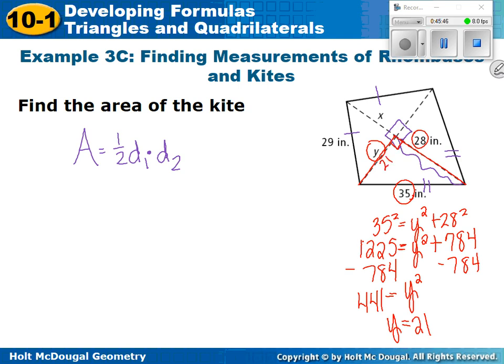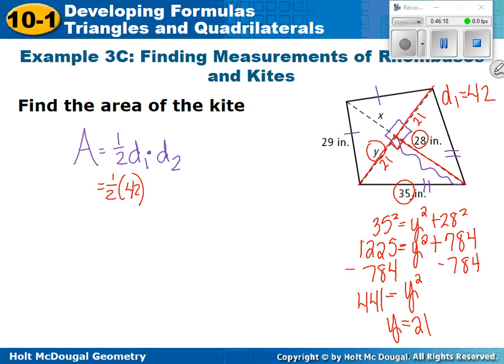Okay, here's the part you got to be careful about. In a rhombus, both diagonals are bisected. But in a kite, only one diagonal gets bisected. It's the one where the two triangles would land on top of each other because they're congruent. So if this is 21, what do we know this length is? 21. So what is one of our diagonals? 42. Does everybody see how that's 42? But do you agree that the next piece is not going to be 28? Those are not congruent, right? Okay. So one diagonal, I'm going to go ahead and plug it into my formula, is 42.